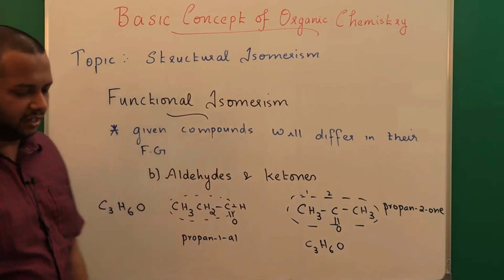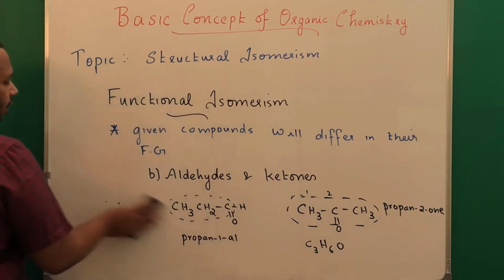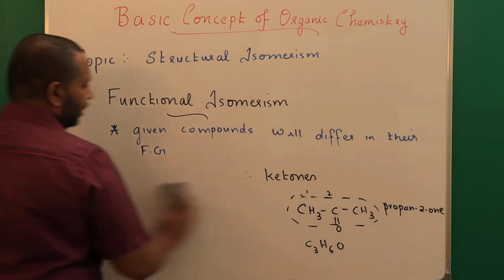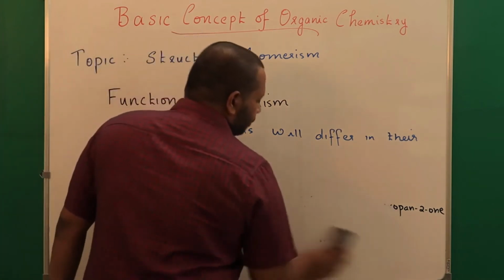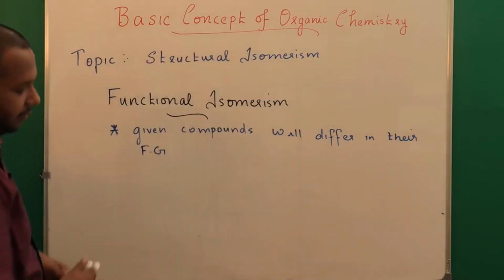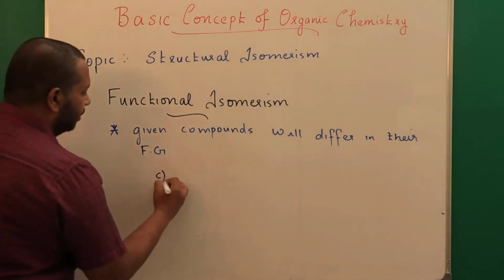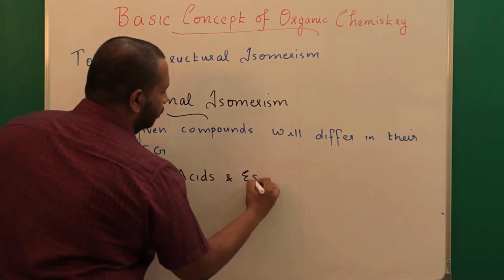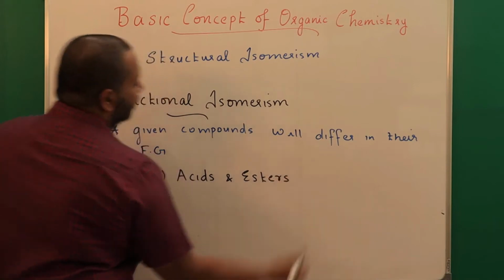Now next we will see the third pairing. There are a lot of pairs here. We need to learn that because in the exam they may ask any of these. So you should be thorough with it. Now we see the third example, acids and esters. Acids and esters are also functional isomers.